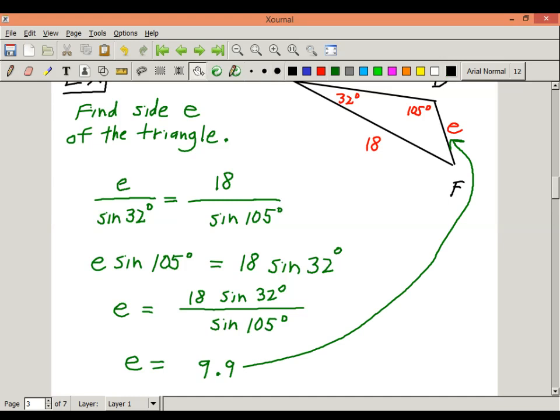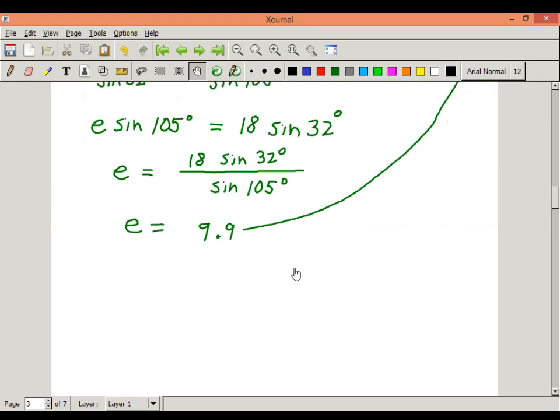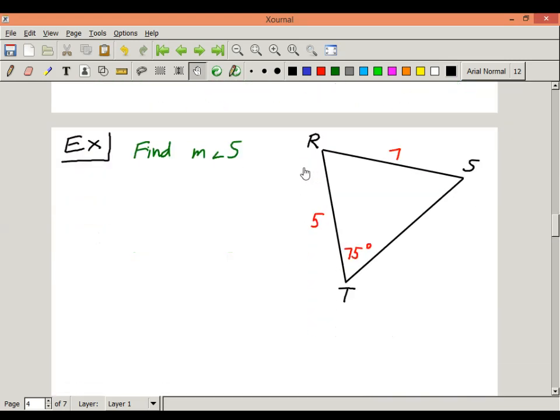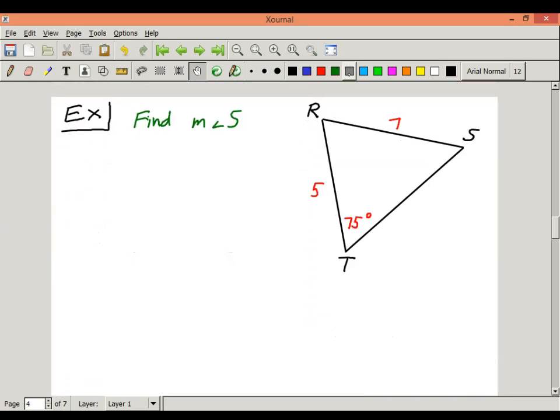Okay, let's do another law of sines problem. There's another one. This time we're trying to find the measure of angle S. So we're looking for an angle this time, but you're still going to use law of sines. So we're going to set up a proportion. You see another side-angle combination. So side 7, so 7 divided by the sine of 75 degrees equals 5 over the sine of angle S.